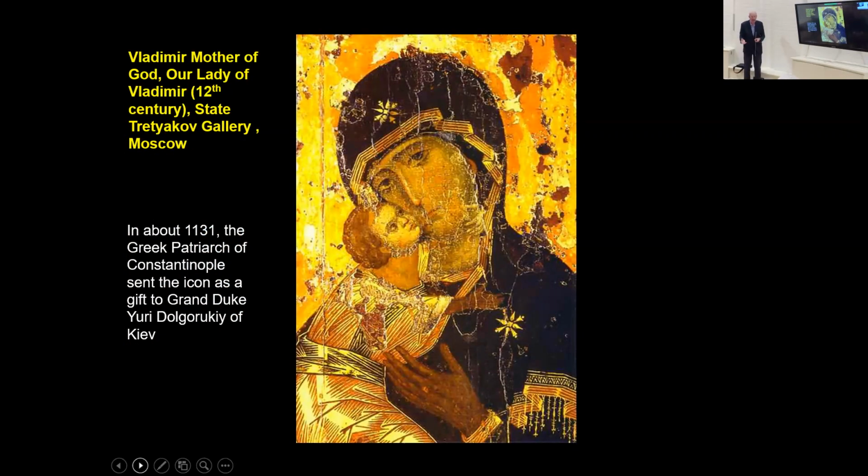And what we think, though we cannot prove this, is that it was a gift sent by the Greek Patriarch of Constantinople round about 1131 to the Duke Yuri Dolgoruki of Kiev. And we think it was sent then, and it ended up in Vladimir. And this is an icon, again, full of feeling and emotion, and became the basis for many Russian icons.